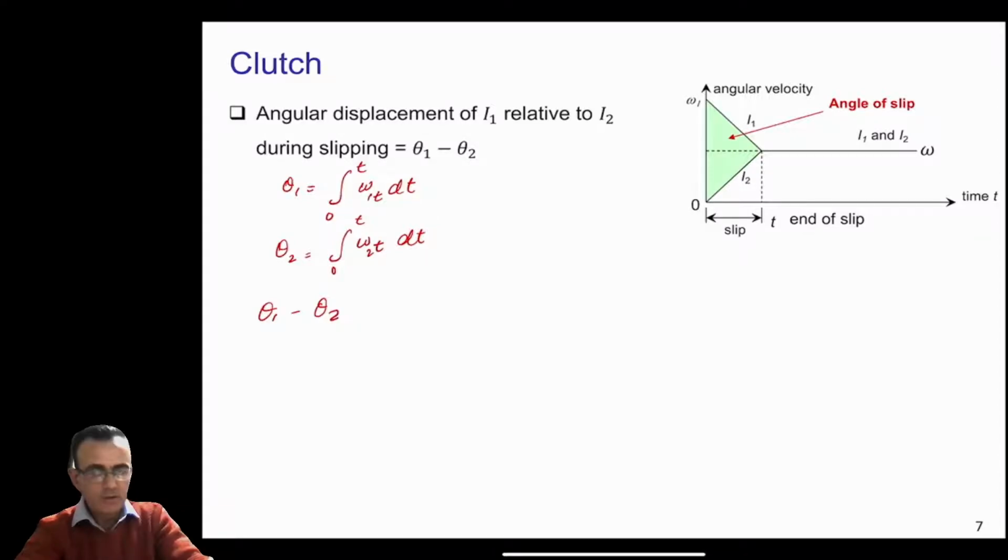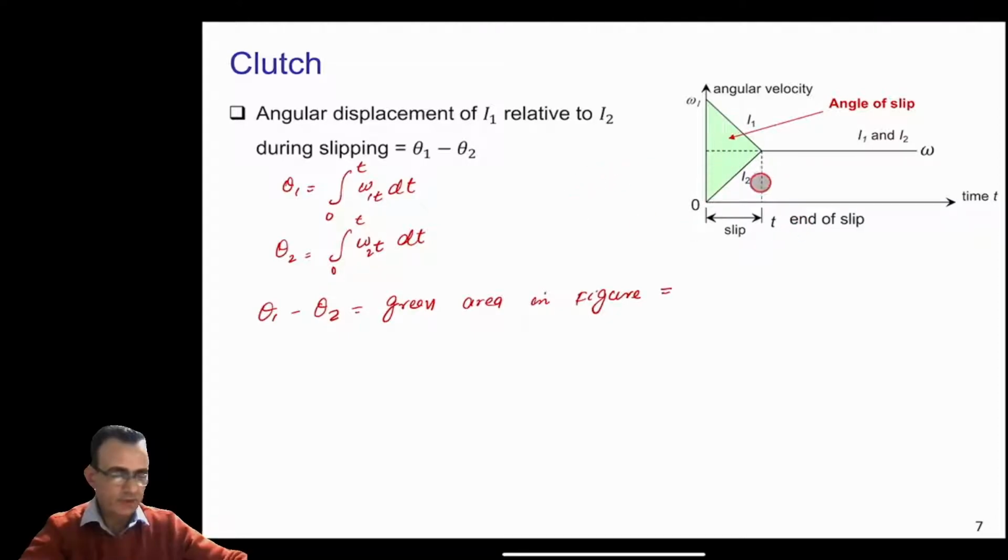theta1 minus theta2 is just the green area in the figure, which is just a triangle. So we can calculate the area of this triangle here, and you can say that it is just half omega1, and then the time here you can call T dash. So half omega1 T dash. So this is theta1 minus theta2.